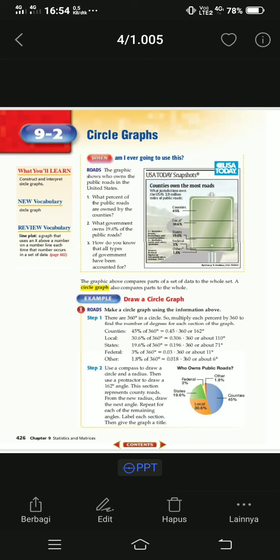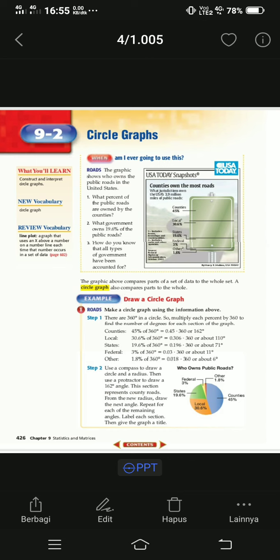Circle graphs. When am I ever going to use this? Roads. The graph shows who owns the public roads in the United States. Number 1. What percent of the public roads are owned by the counties? Number 2. What government owns 19.6% of the public roads? Number 3. How do you know that all types of government have been accounted for?